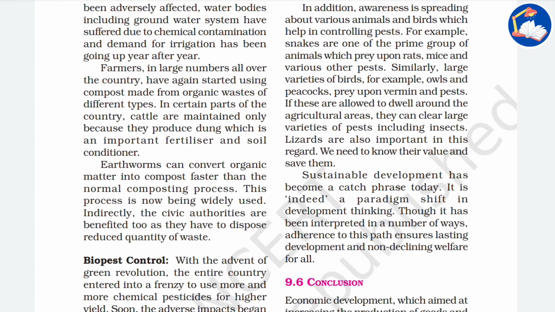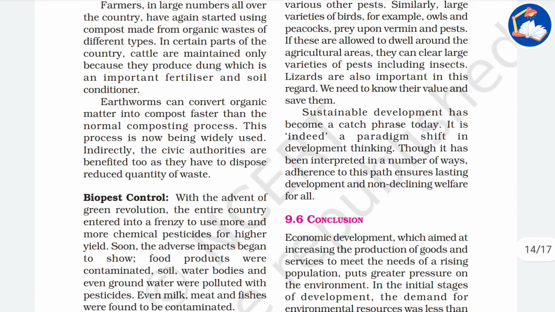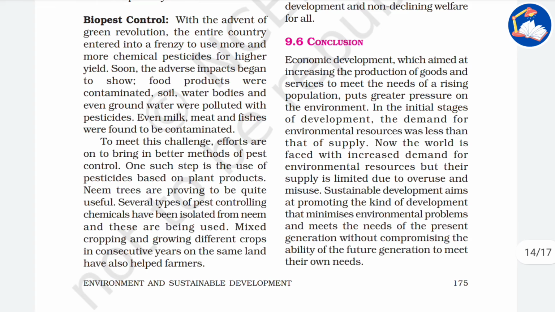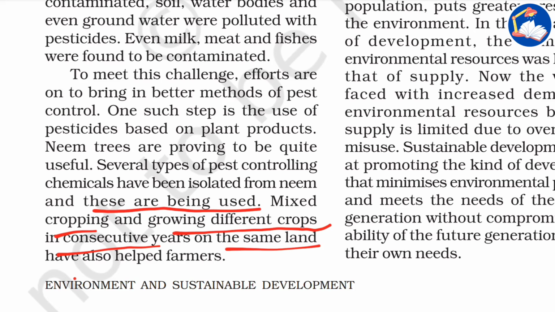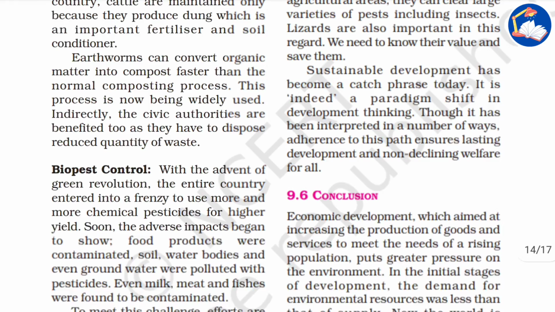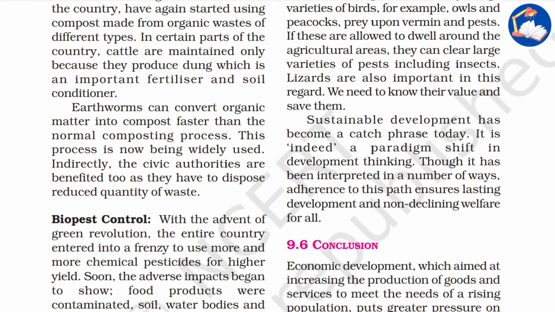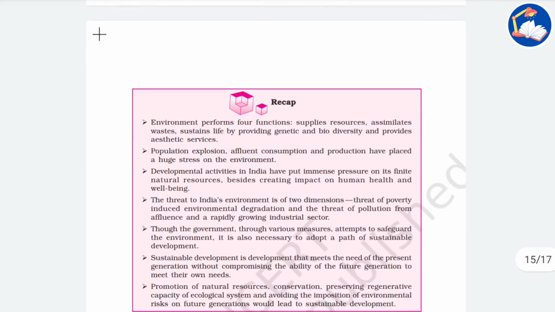So in order to tackle that, we can use different kinds of natural pesticides, plant-based products. Neem trees are quite useful. Several types of pest controlling chemicals have been isolated from neem, and these can be used. Mixed cropping and growing different crops in consecutive areas in the same land have also helped the farmers. So all these aspects are there which can contribute largely to sustainable development.